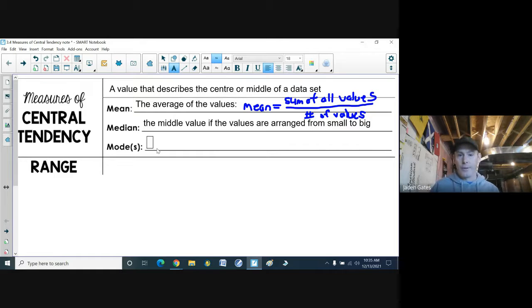All right, because if you have four values, well, the second and the third one are in the middle. Now, the mode is probably the easiest one to get. It's the value that occurs the most. Or I should say the values, because there could be a couple of values that occur an equal amount of times. All right, so we're going to look at some data, and we're going to find the mean, median, and mode.